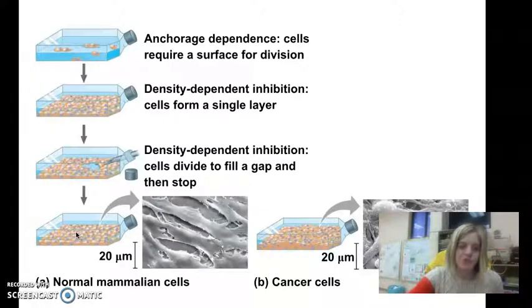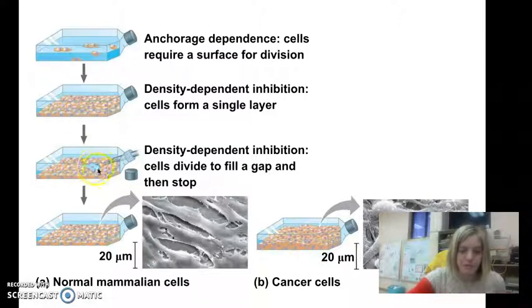This shows you a picture of anchorage dependence. You can see these cells need something to attach to in order to divide, some type of surface. And then this is an example of density-dependent inhibition. Once the cells have filled the single layer, they're not going to divide anymore. It's an external control that causes them to stop dividing.